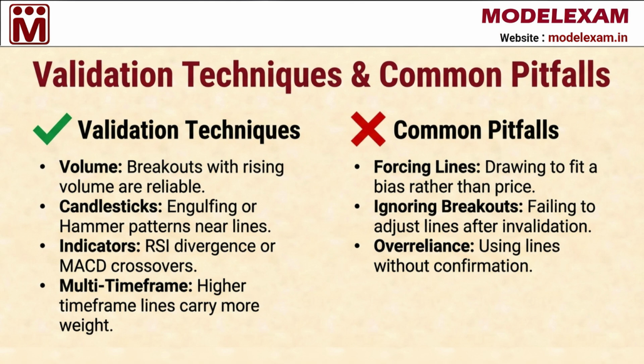To ensure success, we must use validation techniques and avoid common pitfalls. Always look for volume. Breakouts with rising volume are reliable. Look for candlestick patterns like hammers near the lines. Use indicators like RSI divergence. Also check multi-time frame alignment.